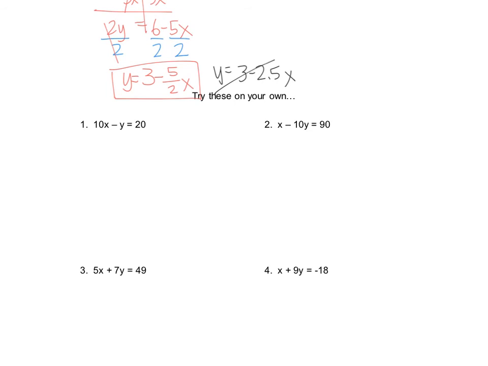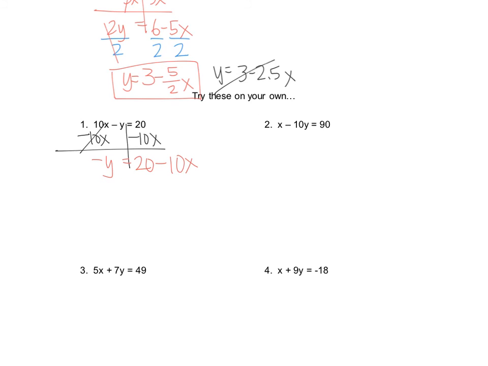Alright, now the section down below asks you to try these on your own, so you're just doing that same sort of thing. If you feel like you're not ready to do one on your own, then you can do number 1 with me. But what we're going to do is get the y by itself. Now, sometimes the question will ask you to get the x by itself, but in this case, we're going to just practice and get the y by itself in all of the examples. So if I want to get the y by itself, the first thing that I do is subtract 10x. So we'll bring it down, negative y equals 20 minus 10x.